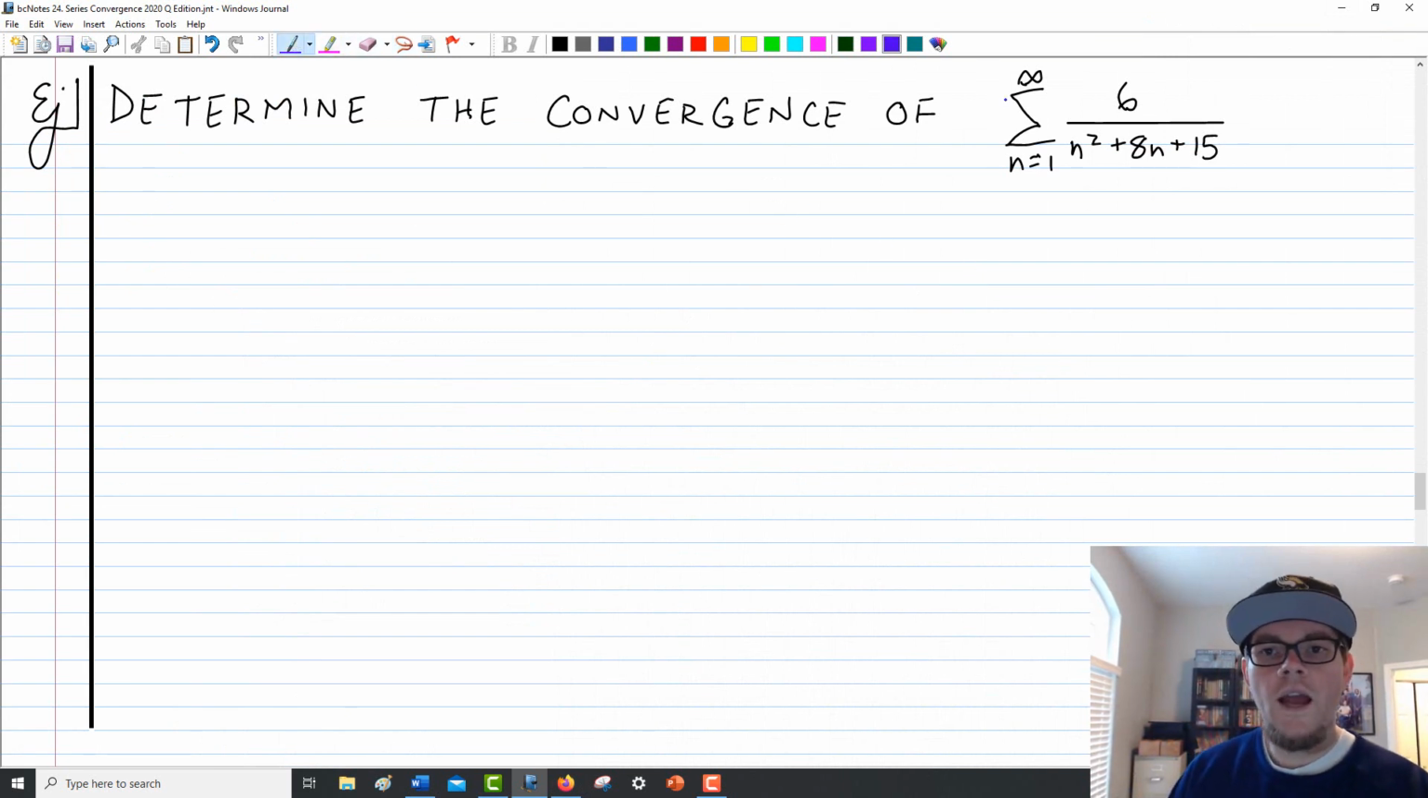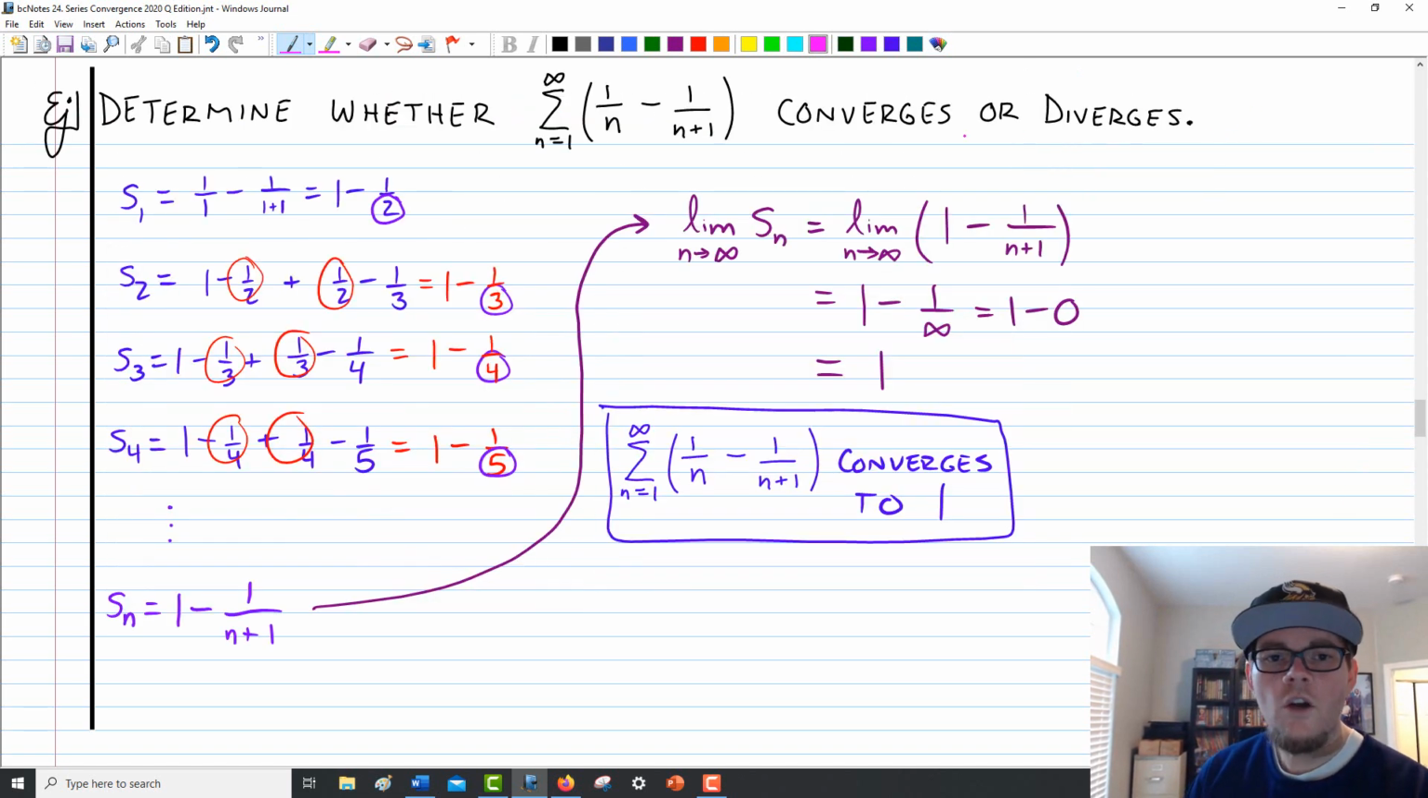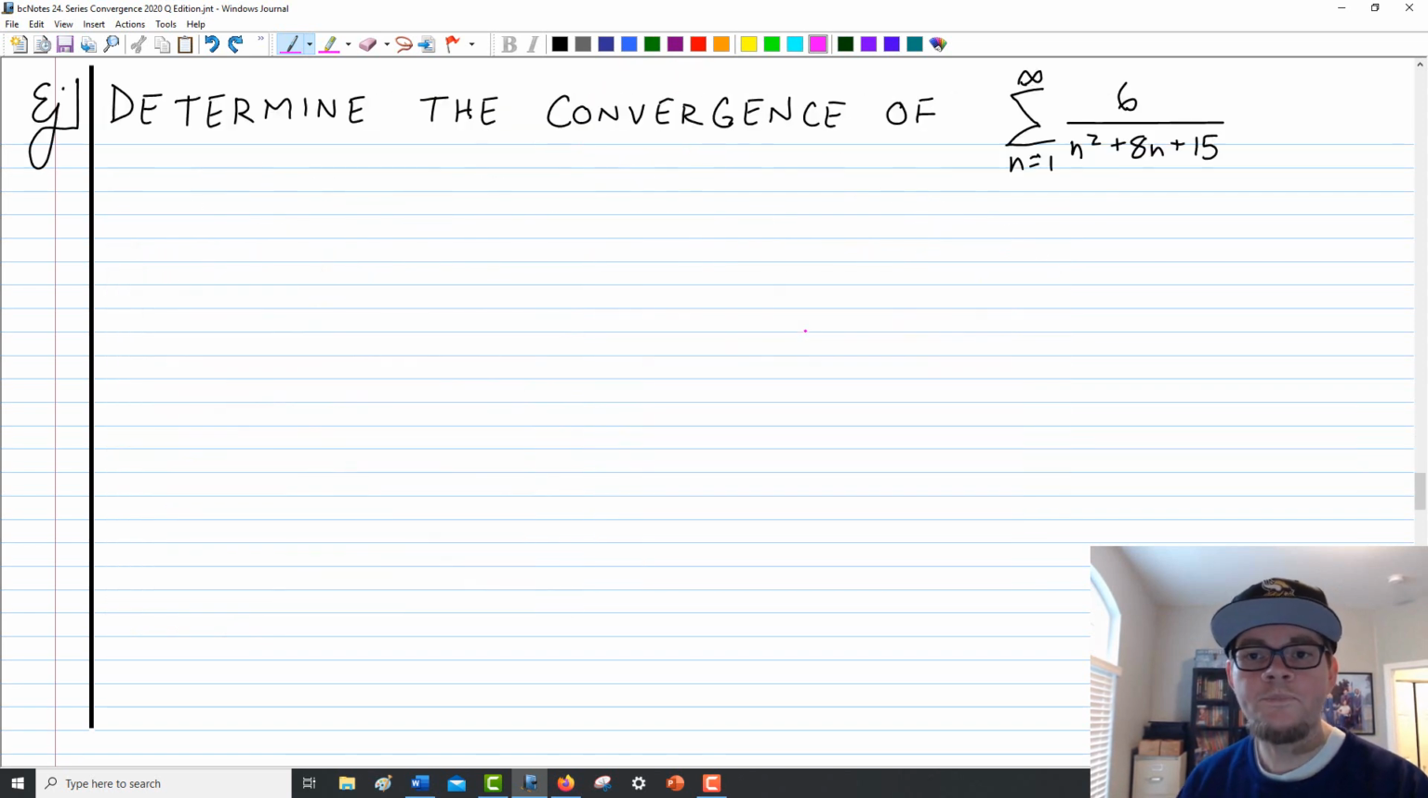So the problem here, as mentioned, is that this doesn't look like a telescoping series. A telescoping series is obvious when you have something like this, two individual rational expressions that are being subtracted. In this case, I don't see it there. So the question is, how can we get there? And the answer is we need something that will break this up.